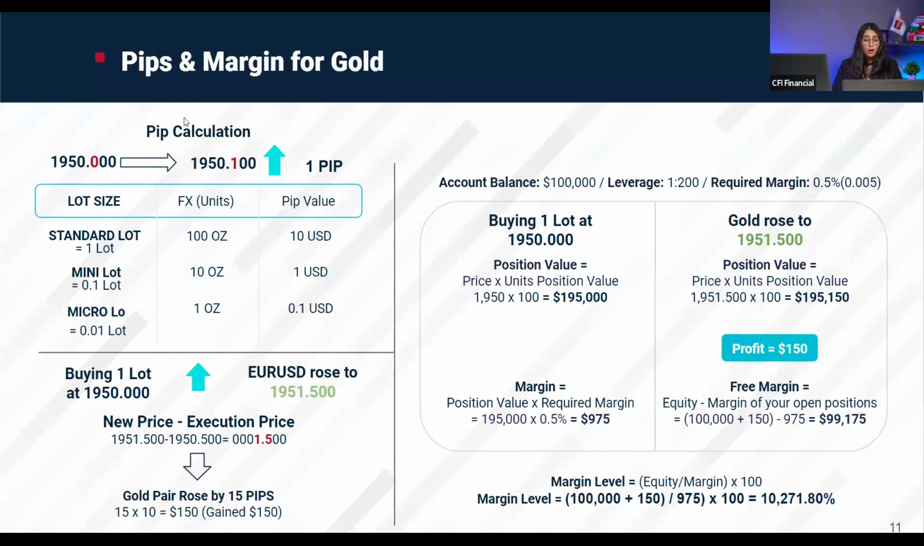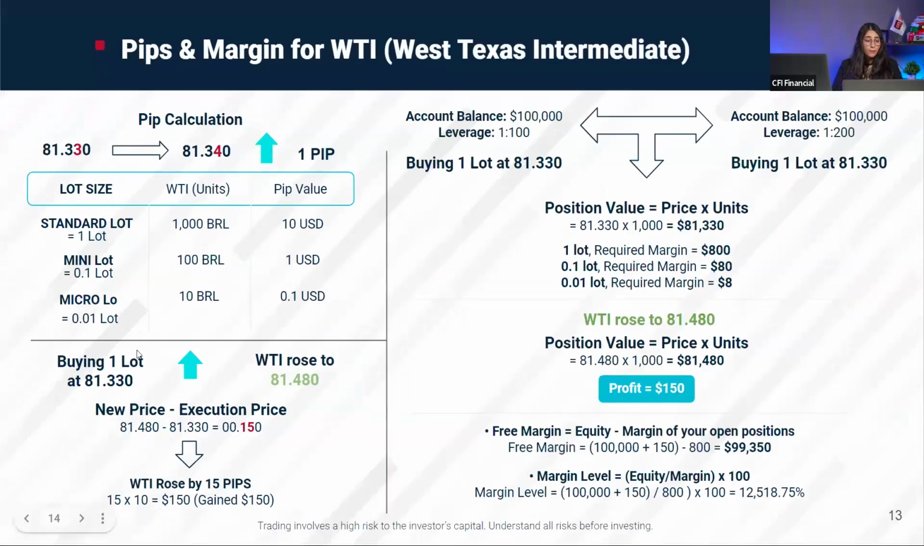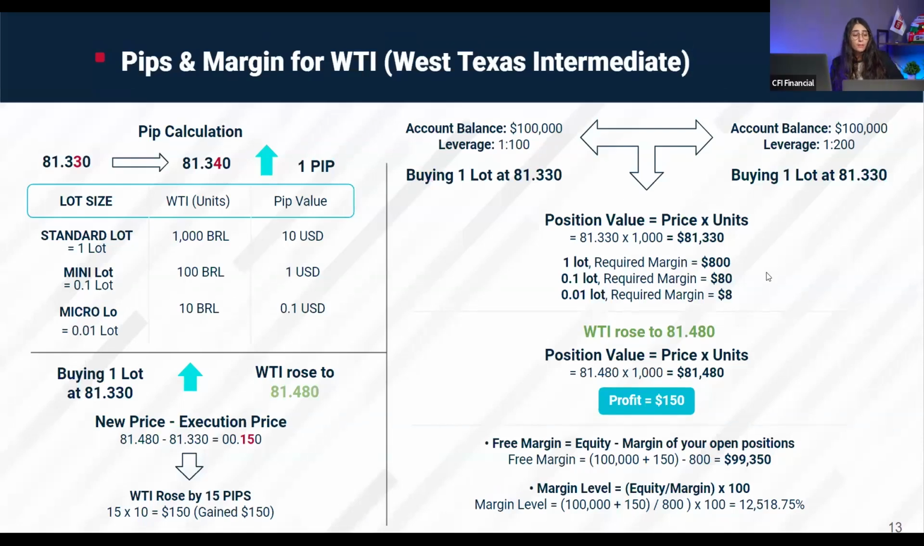Now we're going to move on to calculating the pips and margin for WTI, so for crude oil. So now we know how to calculate the pip for the Forex market and for gold. Now we're going to see how we can calculate for WTI. The pip in WTI is going to be the second number after the decimal place. So let's start by looking at the left side of the screen. We have a price at 81.330 and the price rose to 81.340. So the price increased 1 pip.